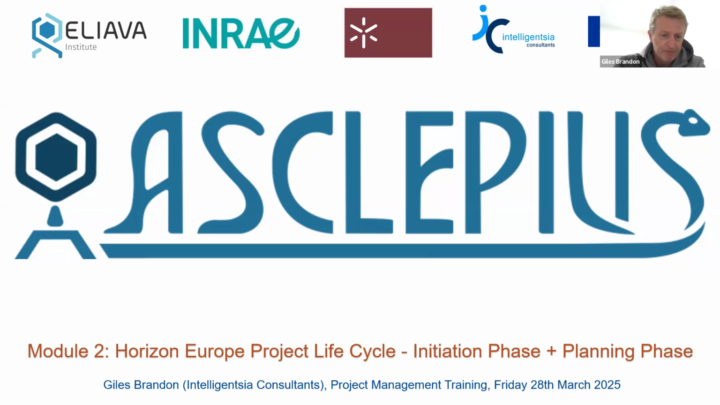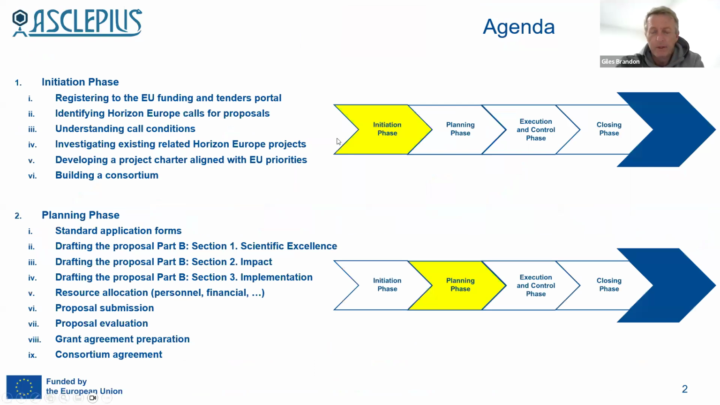Now with module 2, I want to go back to the first two phases that I spoke about, so the initiation phase and planning phase, and really do a deep dive, go into detail about what it means with these different phases in relation to Horizon Europe, specifically the Horizon Europe program and proposals. So this is the agenda. So there's two main parts: initiation phase and then planning phase.